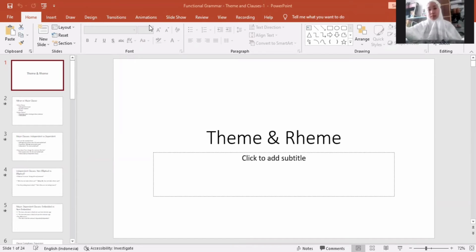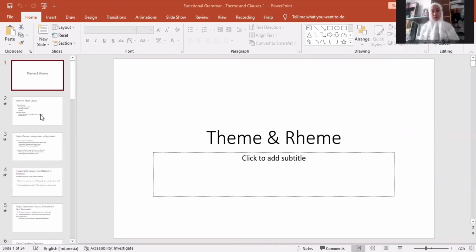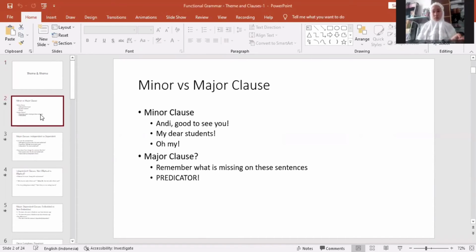Okay, thank you, Azmi. So I will explain about material: minor versus major clauses. Major clauses: independent versus dependent. Independent clauses: non-elliptical versus elliptical. And the last one, major dependent clauses: embedded versus non-embedded.